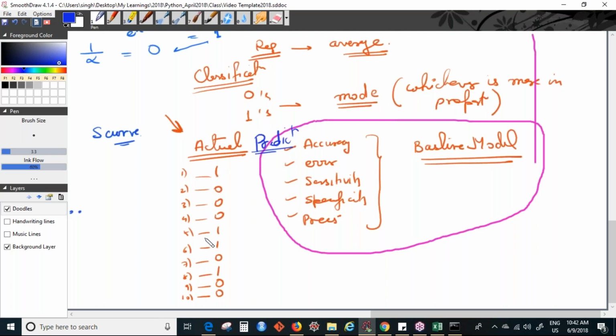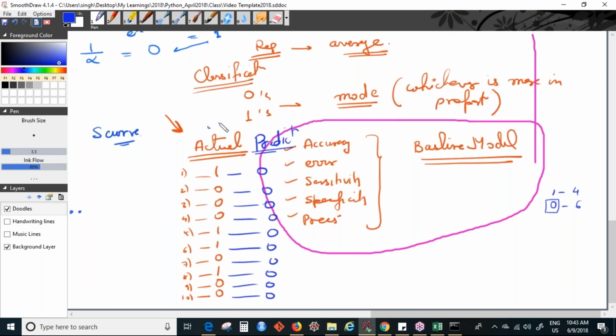So what is the mode here? If you see how many ones are there in the data and how many zeros are there in the data, there are 4 ones and there are 6 zeros. So that means the mode is 0. So the baseline model will always predict 0 irrespective of what the actual value is. So let me write 0 for all the rows.